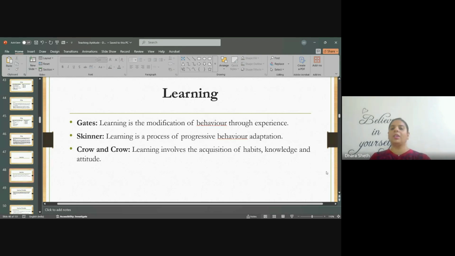Okay. So what is learning? According to Gates, it is the modification of behavior through experience. Skinner says that it is a process of progressive behavior adaptation, because with stimulus and response, you keep on learning, so your behavior adapts. And Crow and Crow say learning involves acquisition of habits, knowledge, and attitude.